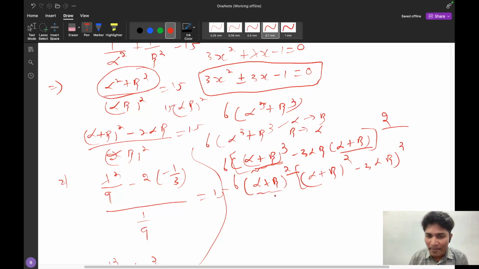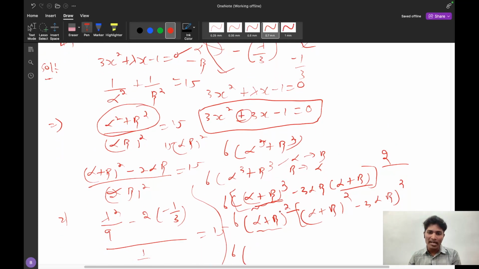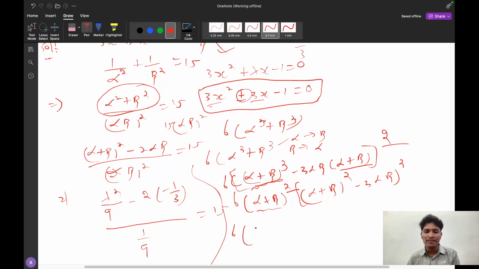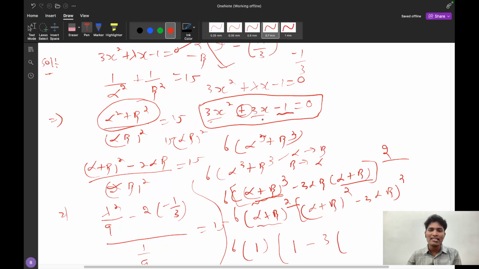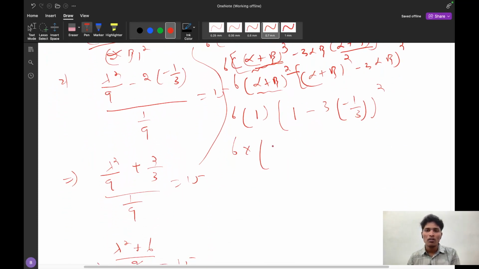And I already know what is the alpha plus beta value. 6 into alpha plus beta value is minus b by a. So minus b by a is plus or minus, but here there is a square, so you can neglect the plus or minus thing. It is simply positive, you can consider. So what is alpha plus beta? Alpha plus beta is 3 divided by 3, it is 1. So it is 1 into, what is alpha plus beta? Again 1, minus 3 into, what is alpha beta? Alpha beta is c by a. C by a is minus 1 by 3. So 6 into 1 minus 3 into minus 1 by 3, here minus into minus, it is plus.